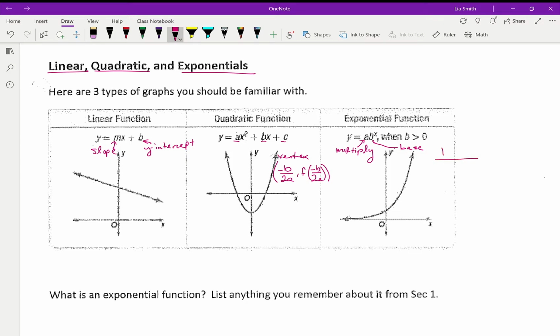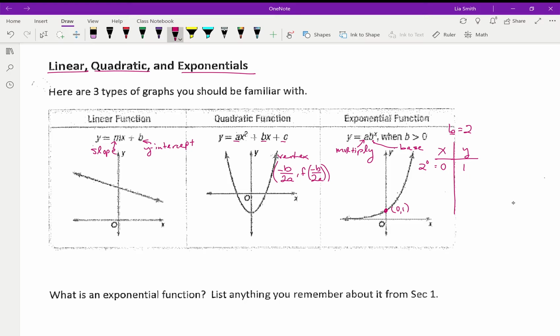So let's pick some values for x, and let's find out what our y values are. Let's assume that we're doing this for b equal to 2. If I plug in 0, that would be the equivalent of saying 2 to the 0 power. Anything to the 0 power is 1. So that's going to give me this point 0, 1. And this point is the exact same point no matter if b is 2 or if b is 1000.